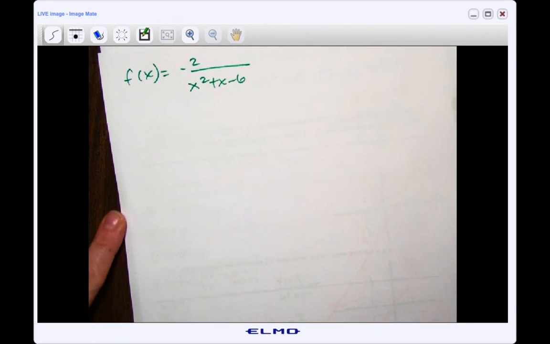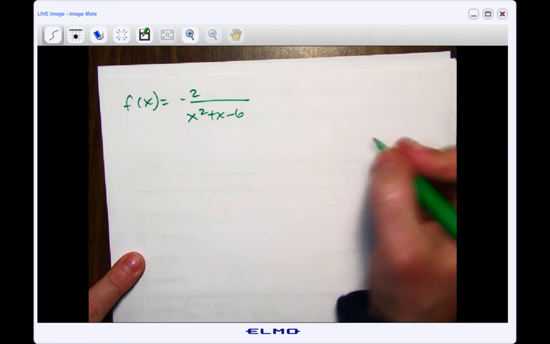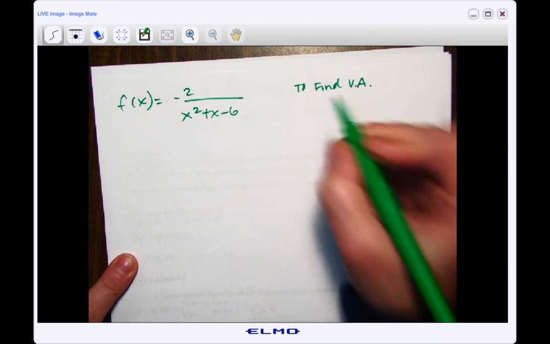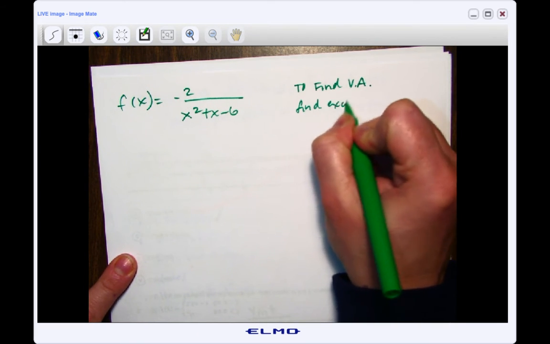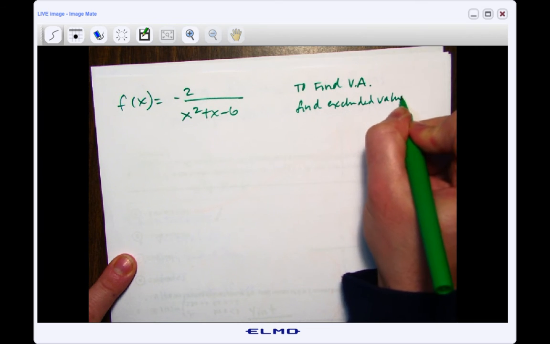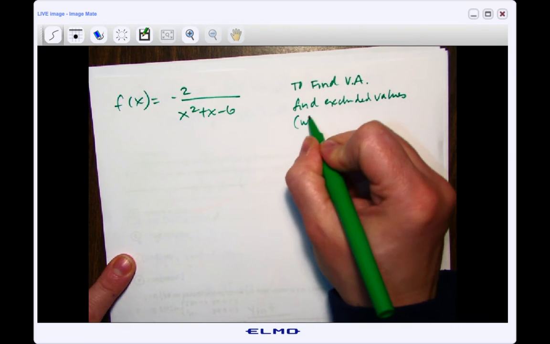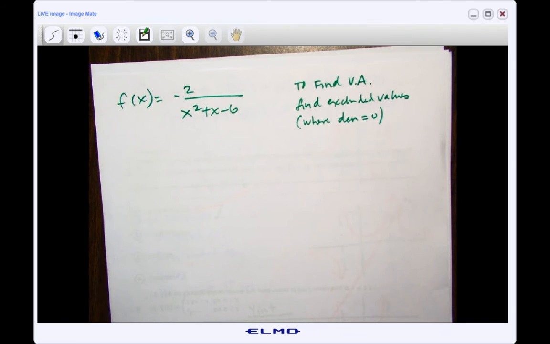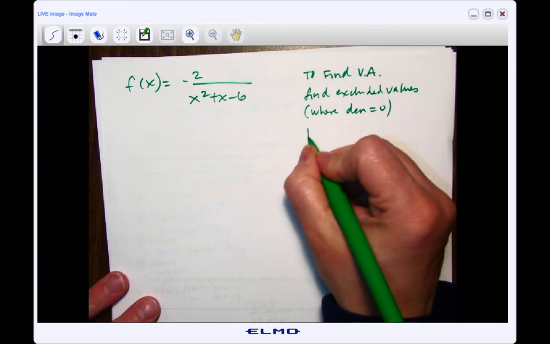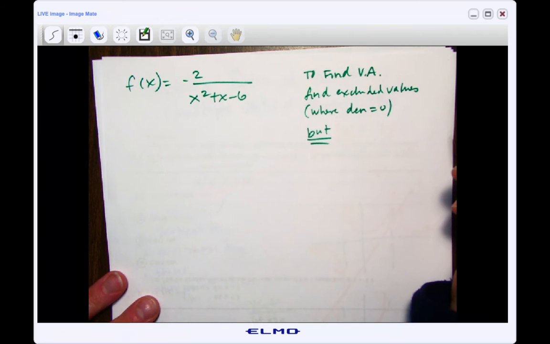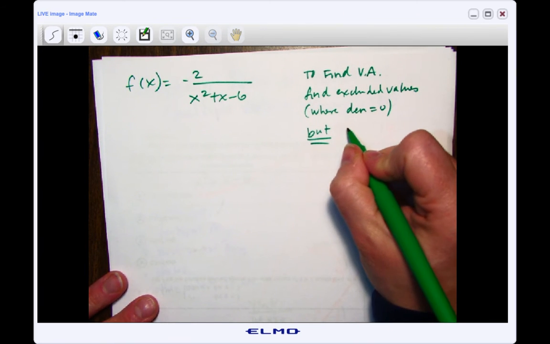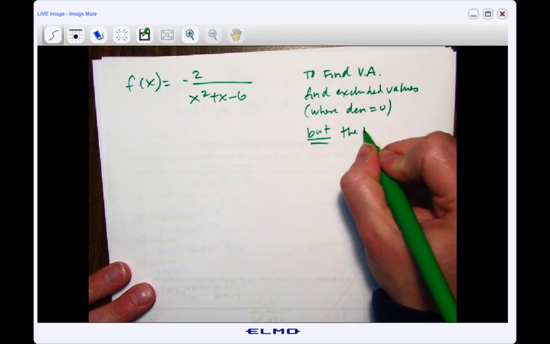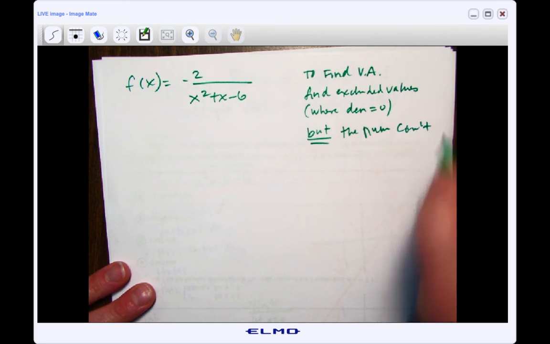Okay, so here are my vertical asymptotes. Now, how do you find vertical asymptotes? To find vertical asymptotes, you find excluded values. So what are excluded values? Where the denominator equals 0, right? But remember, the numerator can't be 0 at the same time.